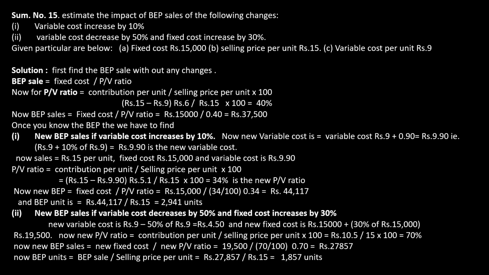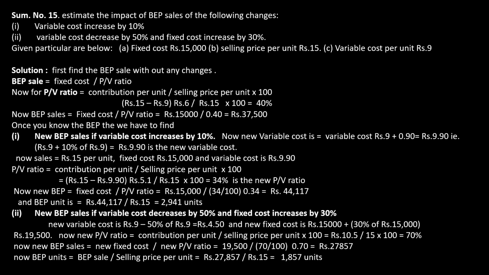Now we'll go to the first subdivision. What will be my new BEP if my variable cost increases by 10%? In the problem, we are given that variable cost was only 9 rupees. Now, keeping this as a change, the rest will be the same, which means the fixed cost will be 15,000 rupees and the selling price per unit will be 15 rupees per unit. And the variable cost is going to be changed now. What is the change we made in the variable cost?